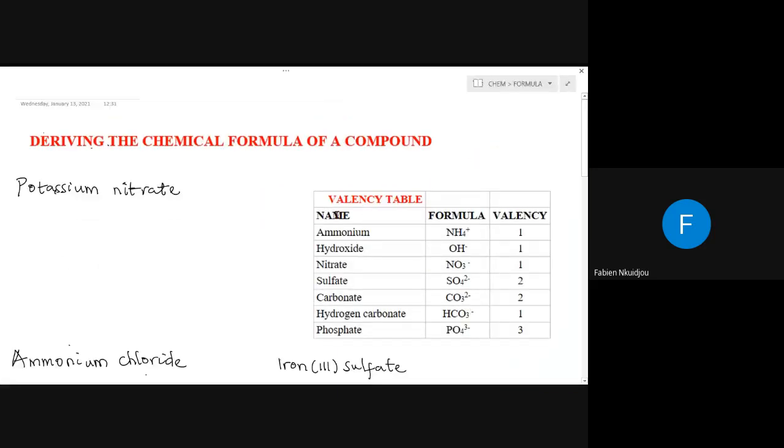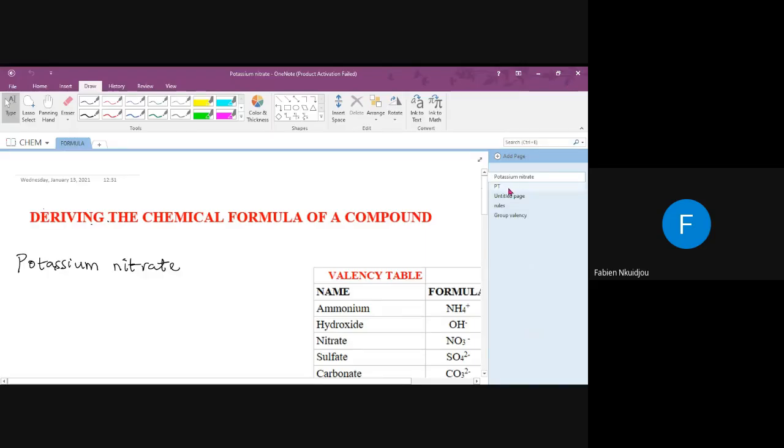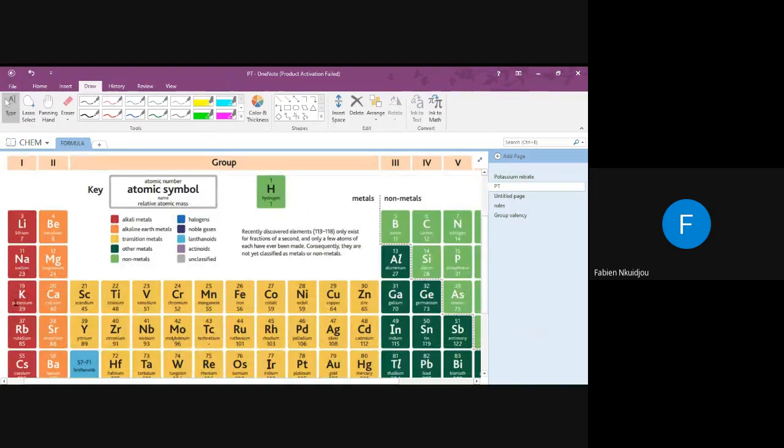So we have some examples here that we want to do. The very first one is potassium nitrate. Just like we know, we have to represent the symbol of the element. So let's get to the periodic table in case you've forgotten the chemical symbol for potassium. So this is potassium on the periodic table. We see the symbol and the group. It is in group 1. So what would be the valency of potassium? Of course, it is going to be 1 because it is in group 1 of the periodic table.